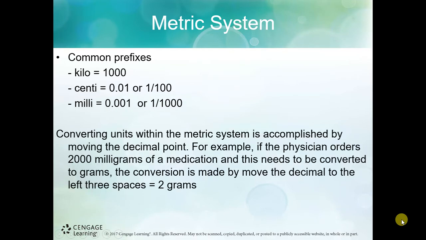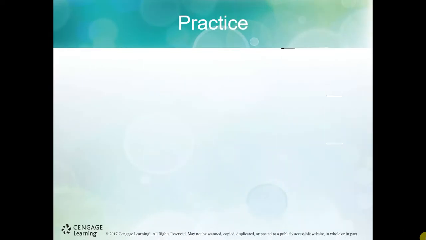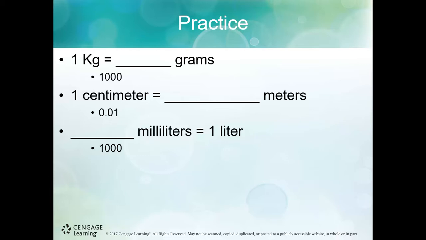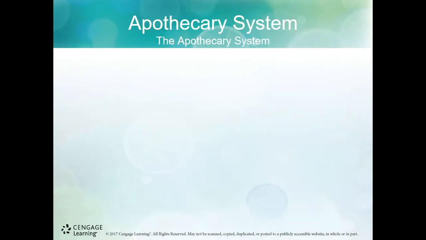So these are some common prefixes. Make sure you memorize them. And let's practice. 1 kilogram is how many grams? It's 1,000. 1 centimeter is how many meters? It's 1/100th. How many milliliters in a liter? 1,000. So a lot of students have to practice the metric system, and we'll try to do some of this in class as well.